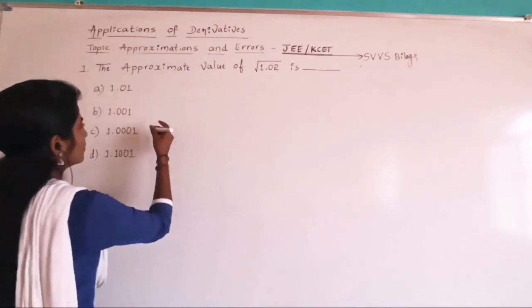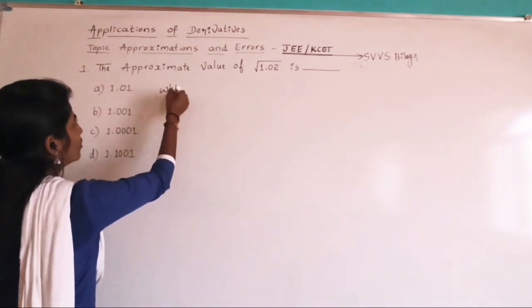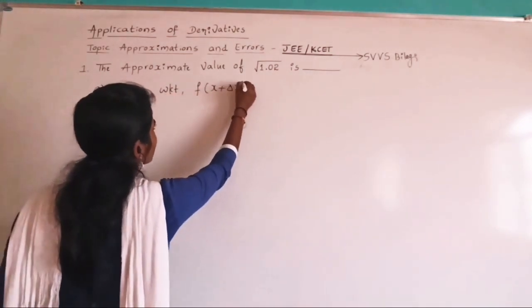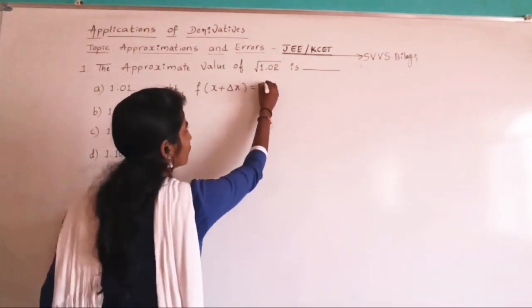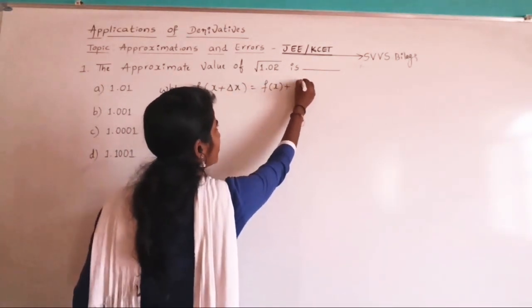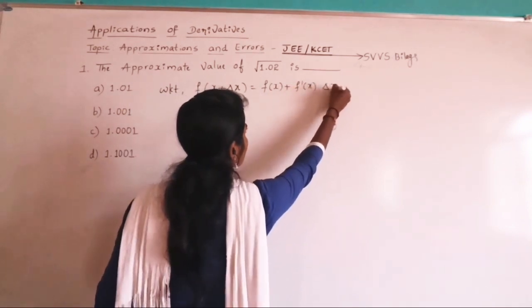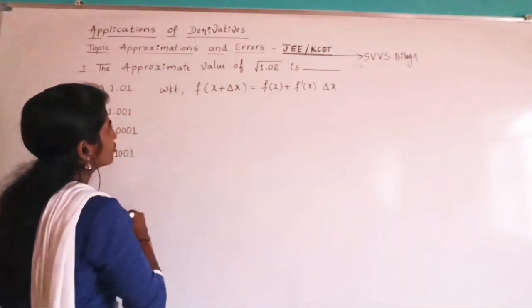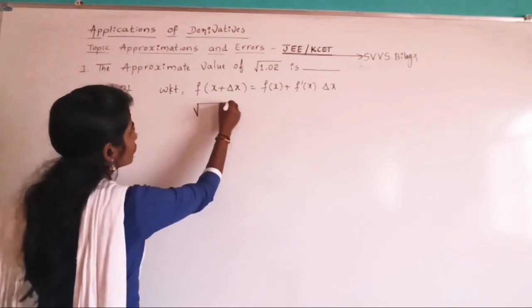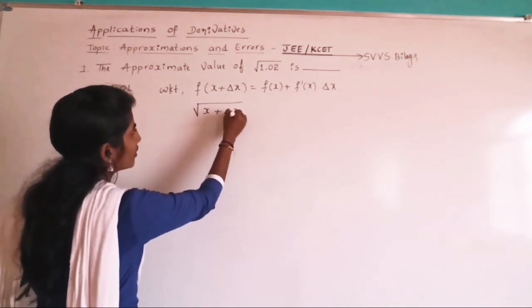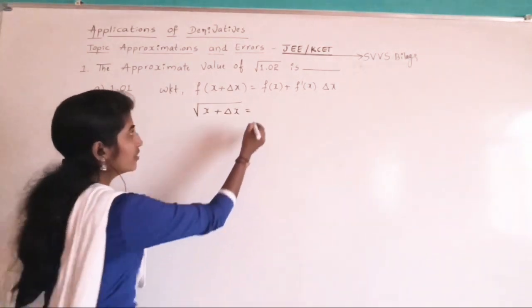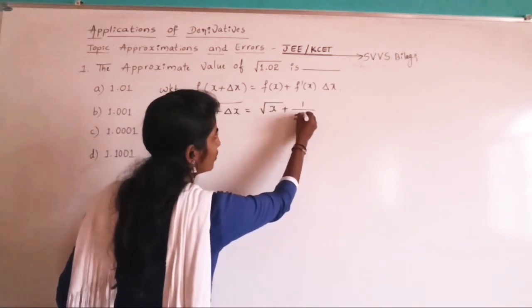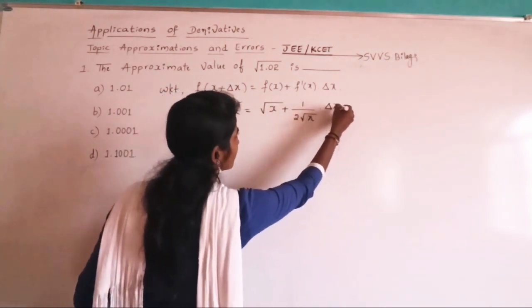So we know, as I have told earlier in this session, that f of (x plus delta x) is given by a very short trick: first the function plus its derivative into the error in x, that is delta x, right? So here this is in the form of square root of (x plus delta x), that can be written as square root of x, which is my function, plus its derivative, 1 divided by 2 root x into delta x, right?